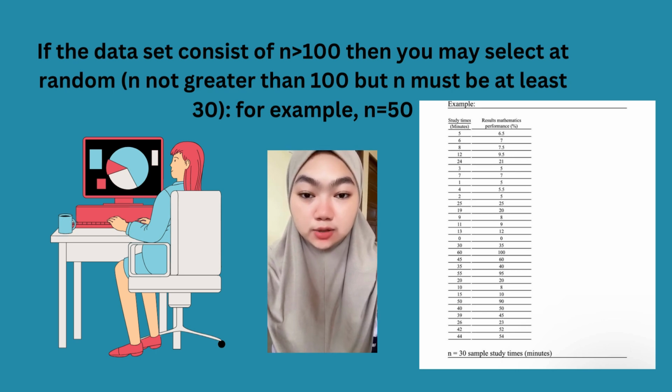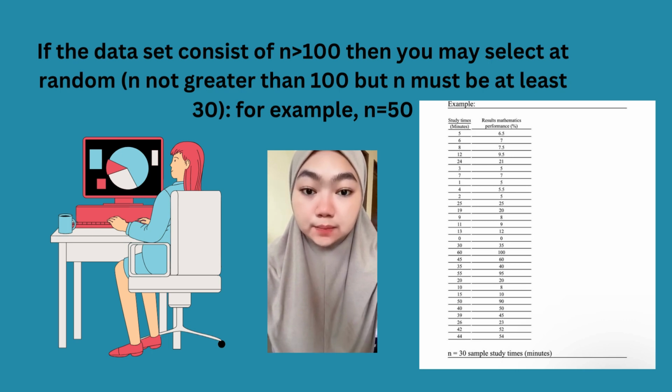Today I would like to tell you about my part, which is the statement. The statement is: if the data consists of n greater than 100, you may select at random n not greater than 100 but it must be at least 30. For example, n equals 50.